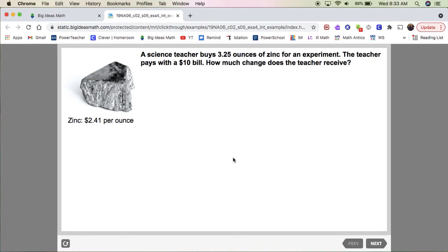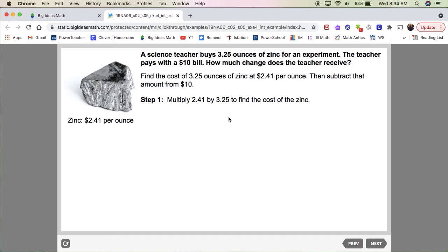Modeling real life. All right, says a science teacher buys 3 and 25 hundredths ounces of zinc for an experiment. The teacher pays with a $10 bill. How much change does the teacher receive? You notice here they tell us that zinc costs $2.41 per ounce, and the teacher has bought 3 and 25 hundredths ounces. He didn't buy exactly 3 ounces, probably because they didn't sell it that way, but so first we need to multiply the price per ounce times the number of ounces, and that will tell us how much it cost.